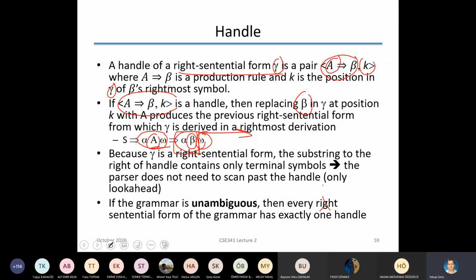So if the grammar is unambiguous, then every right sentential form of the grammar has exactly one handle. There will be no other way. So this is the unambiguity of the thing.